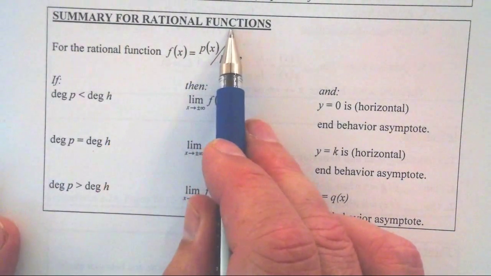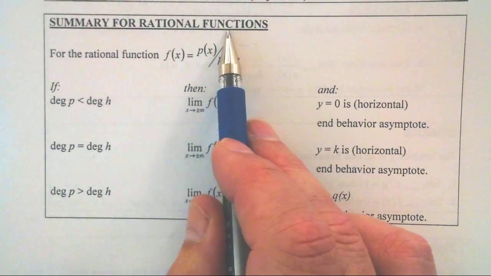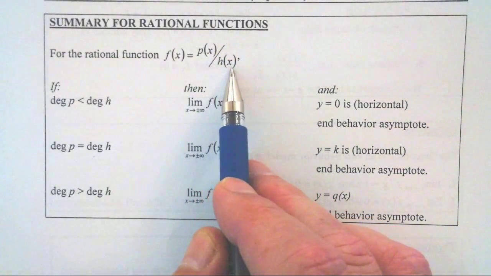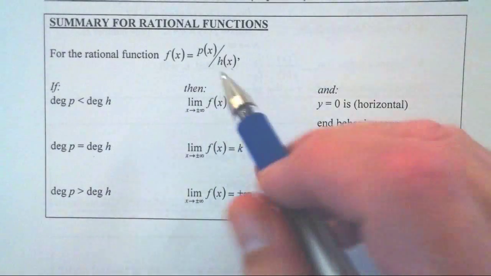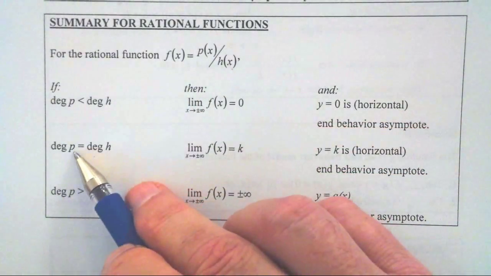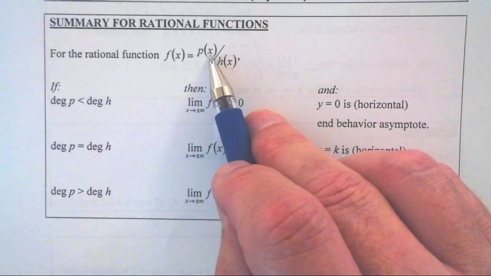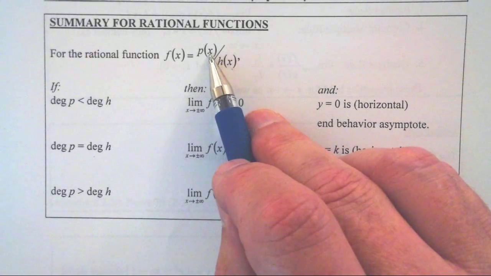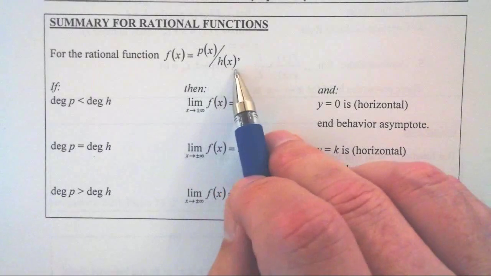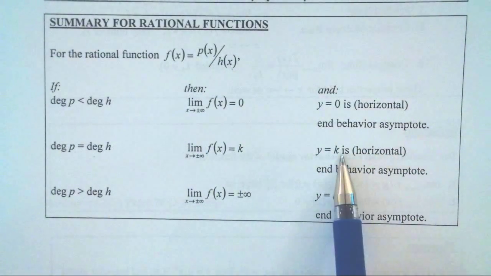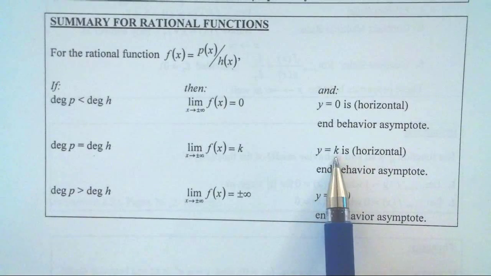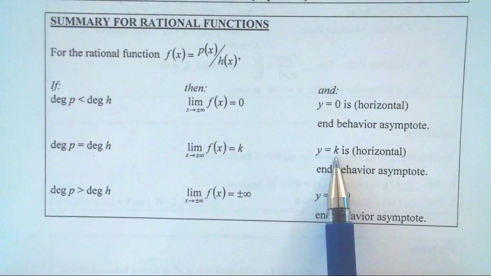If we have a rational function, and what is a rational function? It's a polynomial on a polynomial. For rational functions, if the degrees of the polynomial are equal, so let's say I have 2x to the third plus 7 over 5x to the third minus 2x, they're both third degree. Then we have a horizontal asymptote. And they say it's y equals k, but it's the lead coefficient over the lead coefficient. If that doesn't make sense to you yet, it's going to when we turn the page.